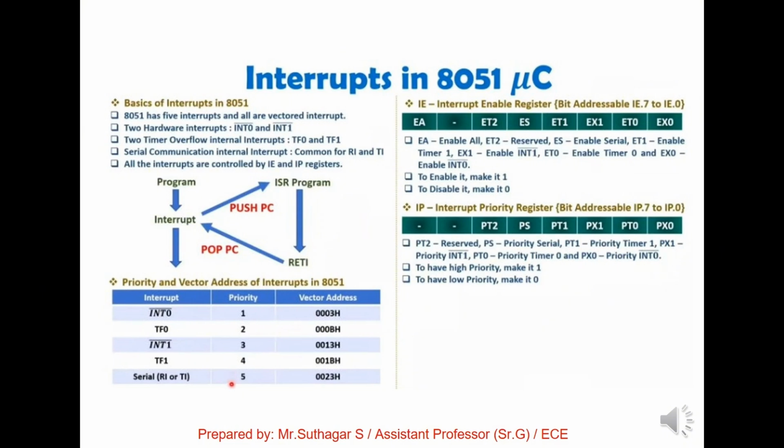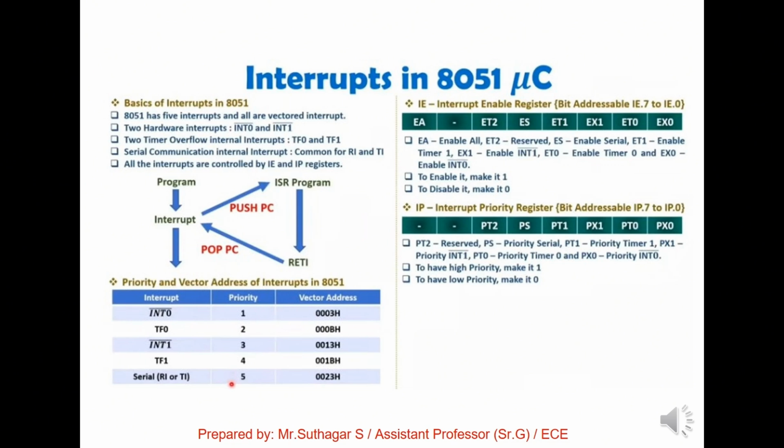So it starts executing the program. Once it experiences an interrupt, it pushes the next address to the stack and goes for the interrupt service routine. After that, it comes back, takes the stored address from the stack, and starts executing the main program. So this is the priority of these 5 interrupts. As I told, INT0 is the highest priority. Next highest priority is TF0, next is INT1, next is TF1, and next is the serial interrupt RI or TI.